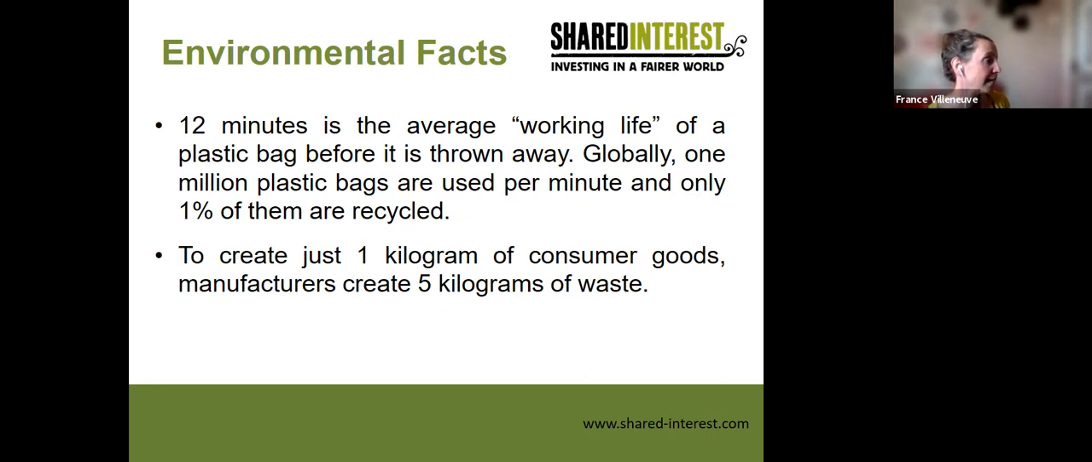So the final fact is that to create just 1 kilogram of consumer goods, manufacturers create 5 kilograms of waste. So this is really for you to consider how you're purchasing. Before you buy an item, ask yourself, do I really need this item? Can I do without it? To try to reduce this waste as much as possible.